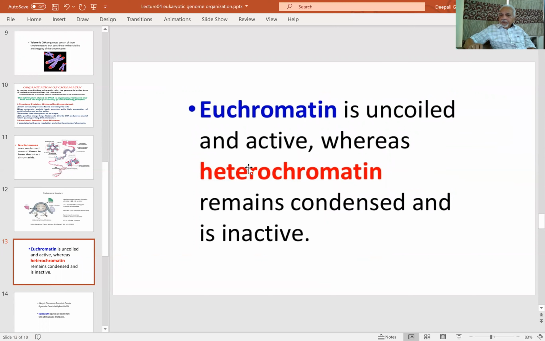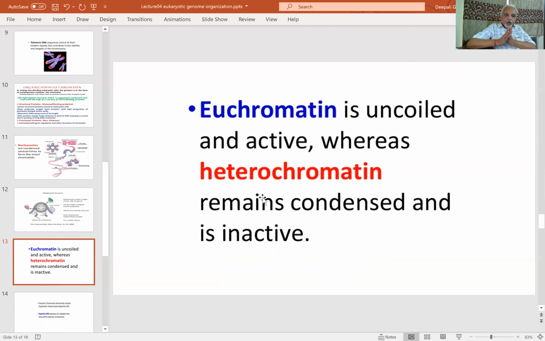So we have two kinds of chromatin, euchromatin and heterochromatin. It is very important to understand. Basically, euchromatin is the uncoiled and active part of the chromatin. When I say active, it means when the chromatin opens up, it undergoes active transcription, or the expression of genes located in that part which has become uncoiled. And heterochromatin is the one which remains condensed and inactive.